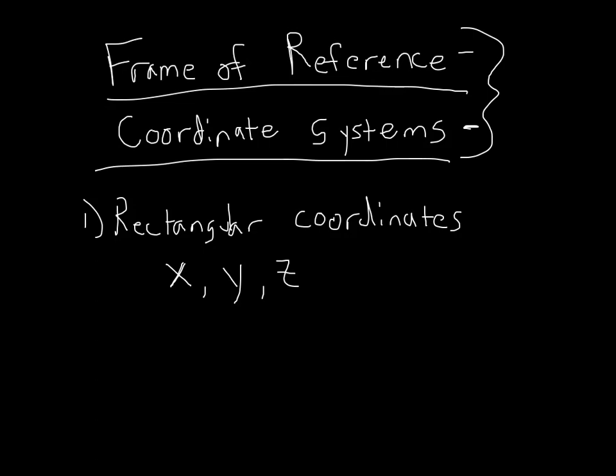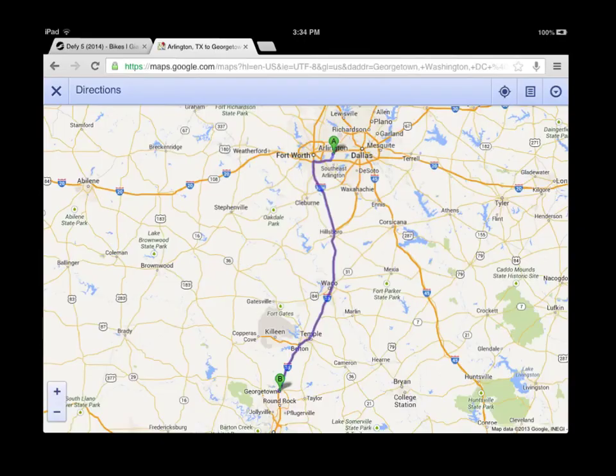So let's look at our maps. Here we are in Texas. Here's our Texas map. I'm going to start by drawing a coordinate system. I'm going to start it at my origin, start it in Arlington.